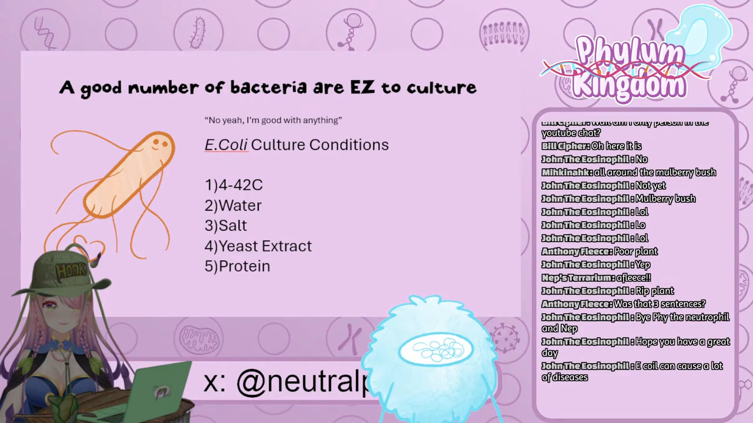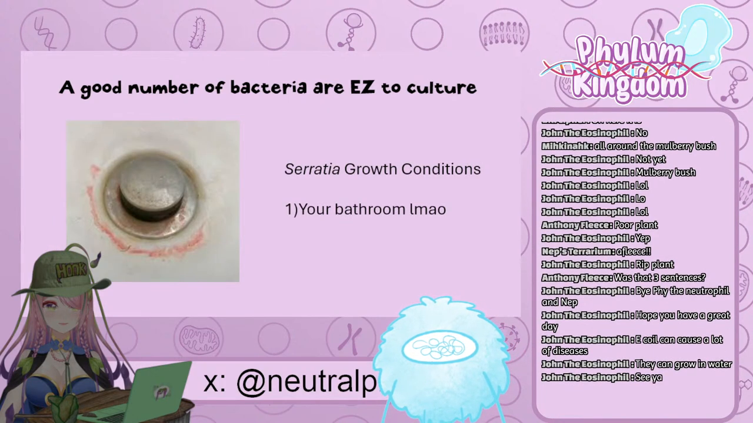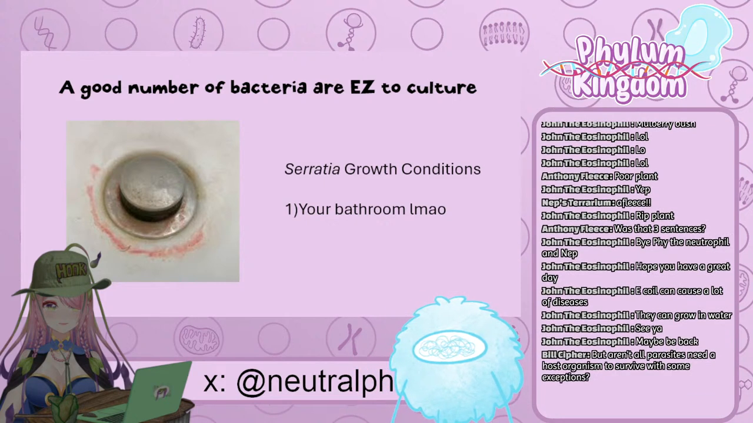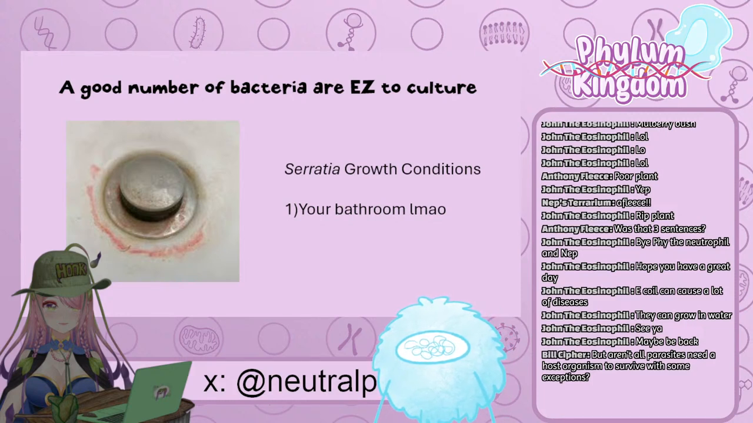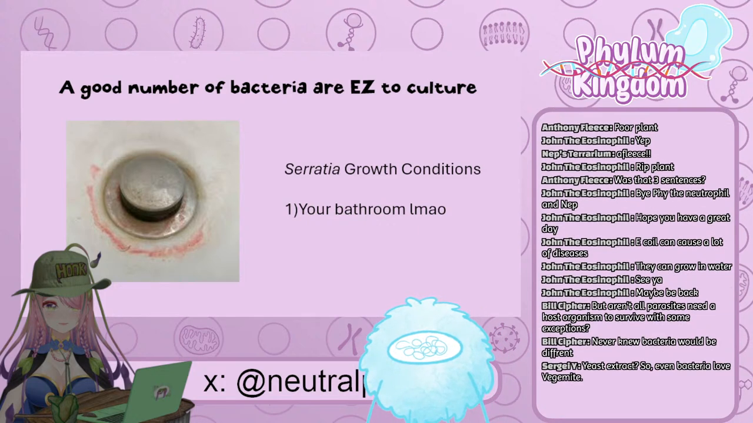And so, by John the eosinophil. So not only is E. coli easy to grow, but there are bacteria that grow even in places where you don't want them to, including the bacteria Serratia. So Serratia are a class of bacteria that grow in just freaking water in your bathroom, right? So anytime you see this pink ring around your sinks, that is Serratia growing. So it doesn't take a lot for bacteria to grow, which is why the fact that phytoplasma are so difficult to grow is surprising.